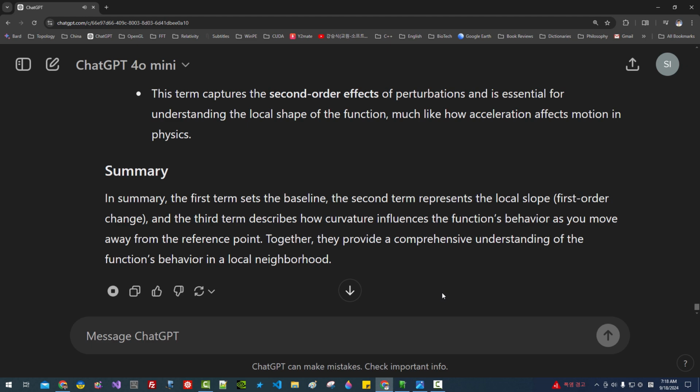Summary. In summary, the first term sets the baseline, the second term represents the local slope, the first-order change, and the third term describes how curvature influences the function's behavior as you move away from the reference point. Together, they provide a comprehensive understanding of the function's behavior in a local neighborhood.